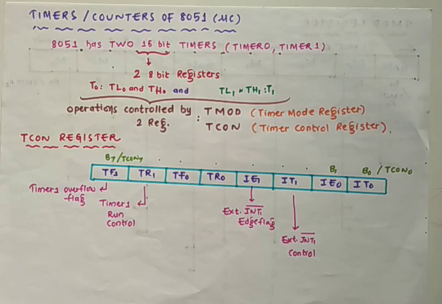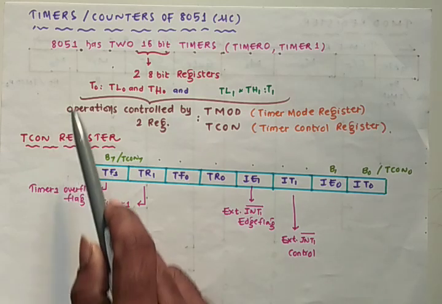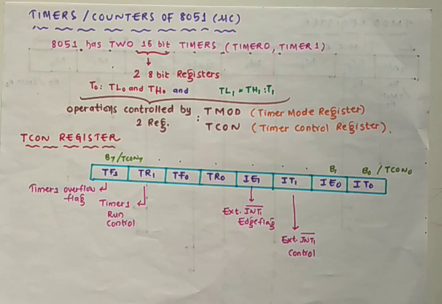We know that the 8051 has two 16-bit timers, which are called timer 0 and timer 1. They can be used as timers or counters. These timer 0 and timer 1 can be used as counters also.